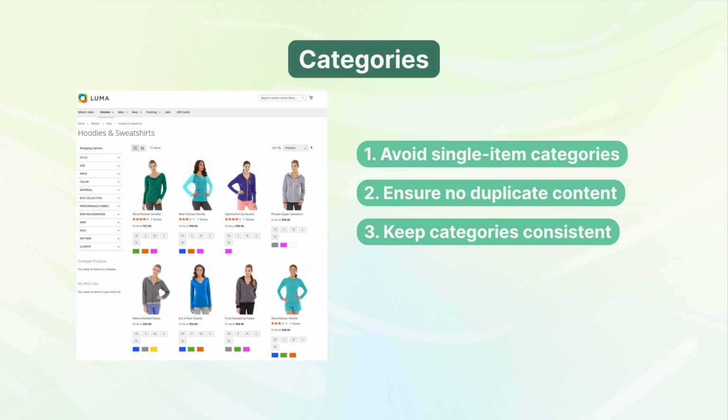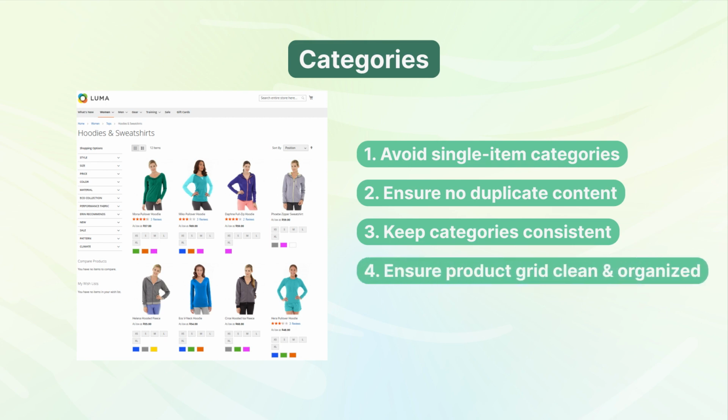Third, keep your categories consistent. Well-aligned names, formats, and presentations improve a user's shopping experience. Fourth, ensure your product grid is clean and organized. An overwhelming grid can deter customers from their checkout journey.